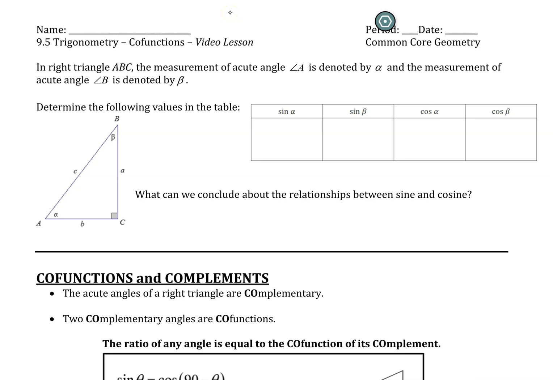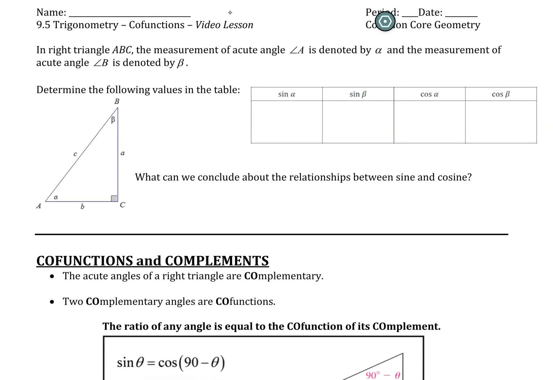Video lesson 9.5. This is a trigonometry topic in geometry dealing with cofunctions. We talked briefly about them at the beginning of the unit, but cofunctions, again, are a special relationship between two different trig functions. All right, so if we're looking at this particular triangle, which I have as triangle ABC, we've got our sides here.